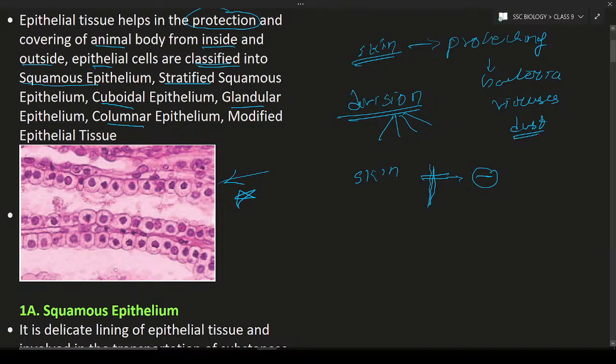Each and every thing here is a cell, and there is a nucleus. In the last classes we also discussed that the nucleus is centered in animal tissue. Remember this, it may come in the examination. Where is the nucleus in animal tissue? The nucleus is centered in animal tissue, while in plant tissue it is near the edges of the cell.